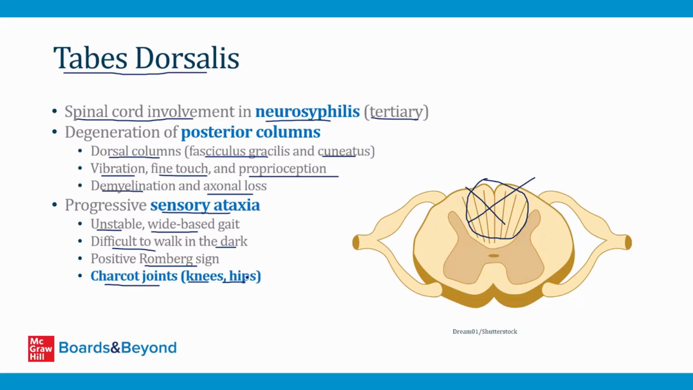Tabes dorsalis is incredibly rare in the modern era, but 100 years ago, before antibiotics, many people had chronic syphilis infections and they would develop this disorder. And one of the signs would be a wide-based gait. Another sign would be that their joints in their knees and hips would break down.